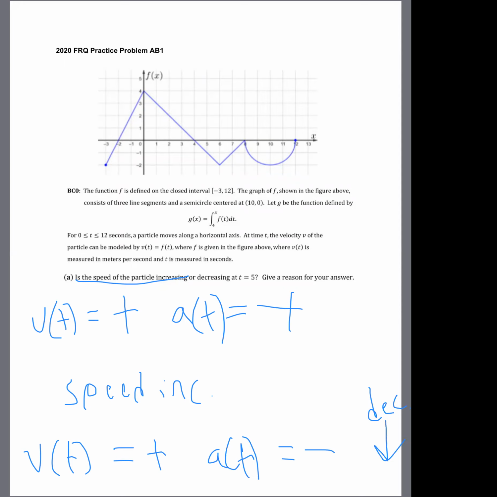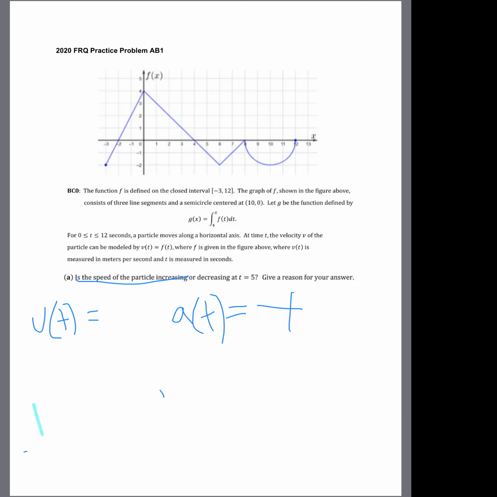So what I'm going to do for this is just find the velocity and the acceleration of this graph at t equals 5, because it's very specific about t equal to 5. And then from there, we'll just determine whether or not it's increasing, which we already know it is based on our first way of doing the problem. But this will help us clarify another method. So v of t, as we know, is just f. So v of t is equal to f of t. So v of 5 would be f of 5.